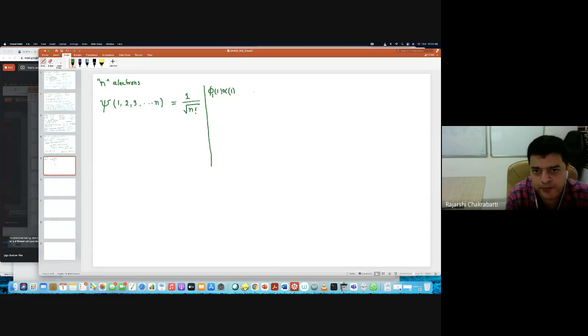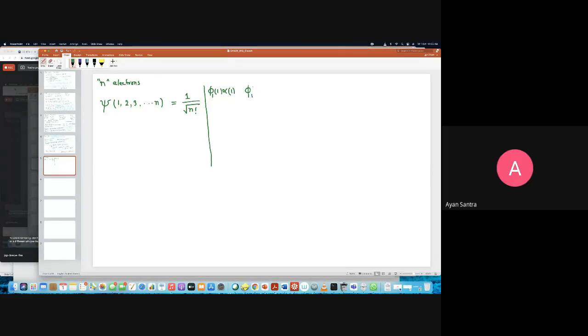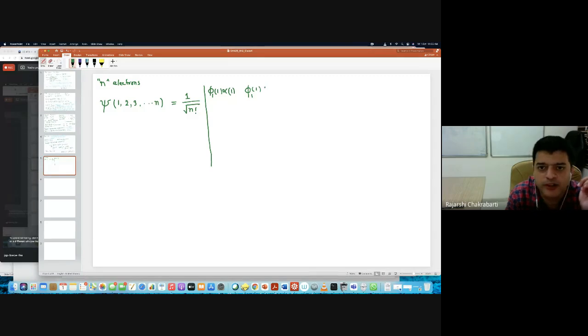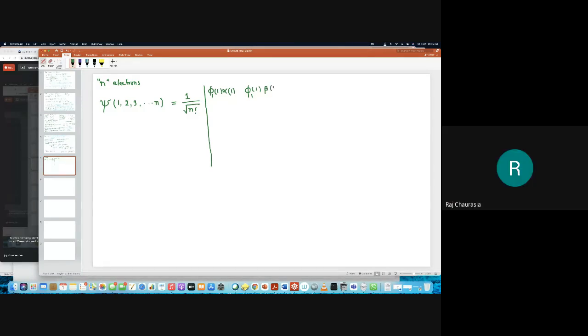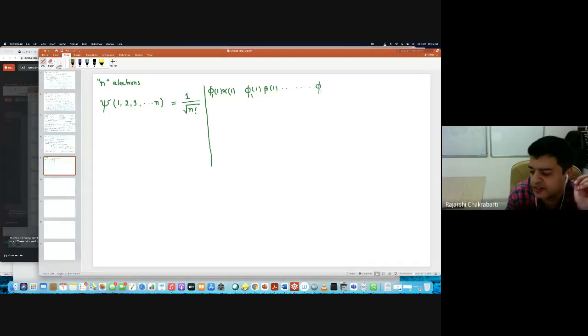What is the next term? If I go along the row, what is going to happen? The electron number is not going to change, isn't it? What is going to change? The spin state only. So what should I write here? Phi 1 1, not alpha 2, it will be beta 1 because it's the same orbital, no? Like this, then I have say m orbitals. So this is phi m 1 and beta 1.